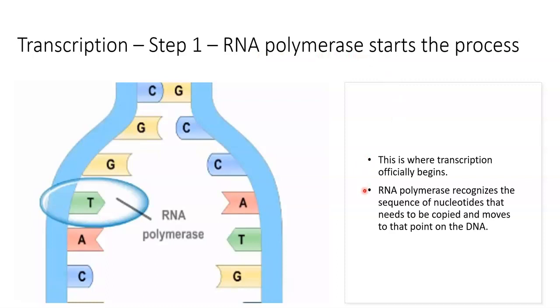RNA polymerase recognizes the sequence of nucleotides that needs to be copied and moves to that point on the DNA. Remember, we're not copying the whole DNA molecule here. We're just copying sections of the DNA molecule. So the RNA polymerase is like, hey, I know where to go. It moves to the portion of the DNA molecule that needs to be copied.